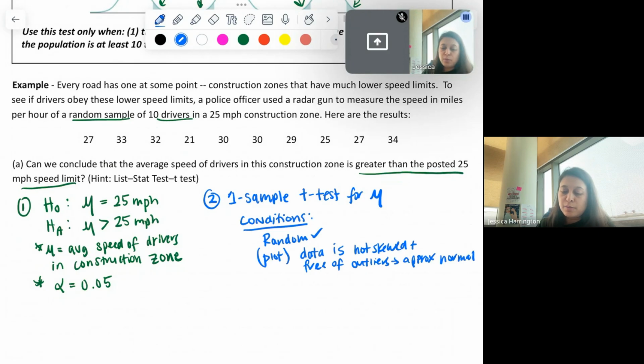Then we need to check the 10% condition. So safe to assume, I'm gonna do this. There are more than 100, are we saying cars or drivers? Drivers. Right, so we only sampled 10. We're assuming more than 100 cars or drivers are going past that area.